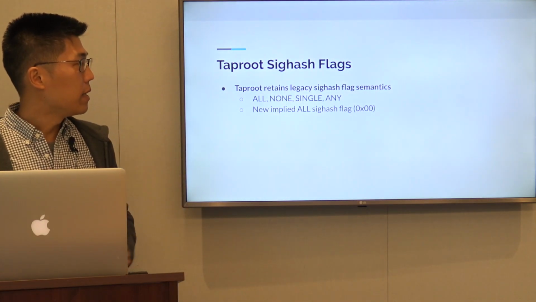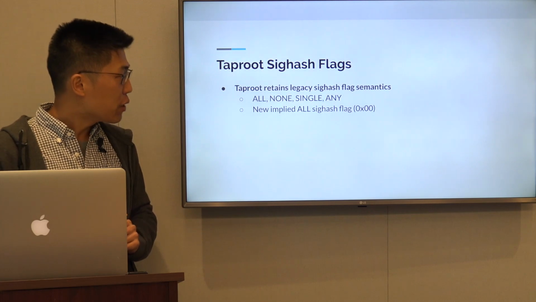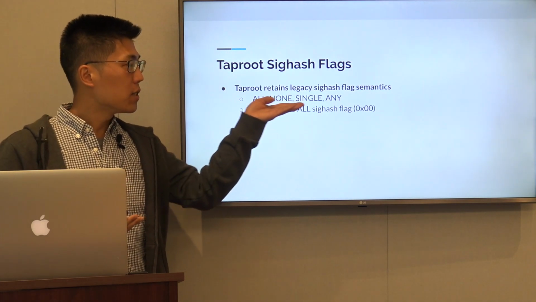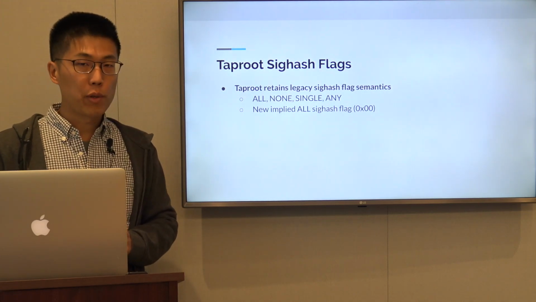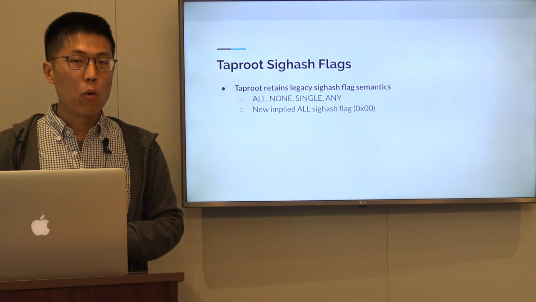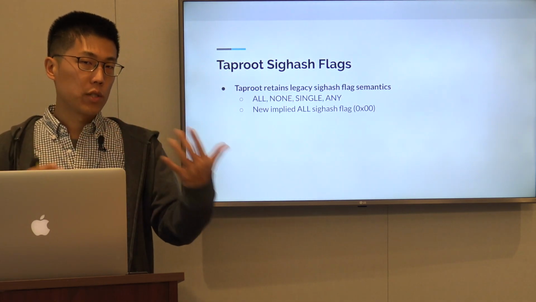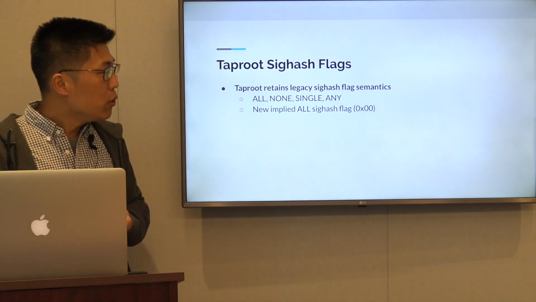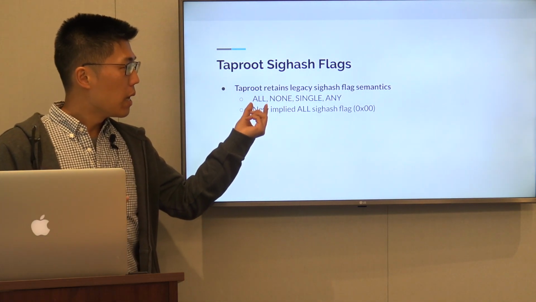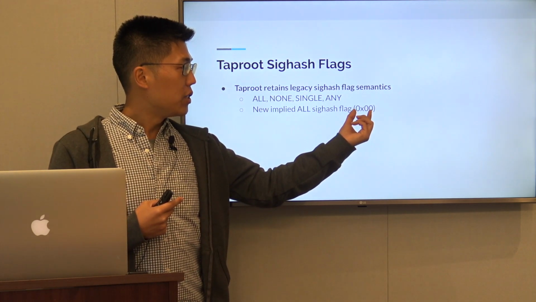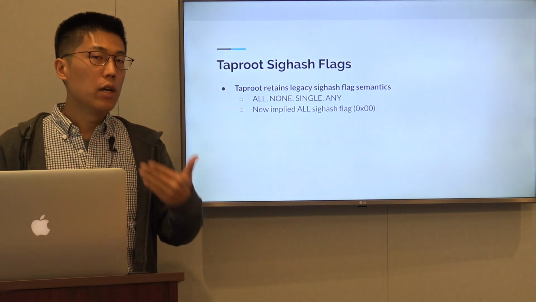Taproot also retains the basic semantics of SigHash from previously. In general, the SigHash flags all, none, single, and anyone-can-pay retain their meaning and their functionality. As you already know, SigHash is a way for us to signal what part of the transaction we are signing. There is a new SigHash flag which has the same semantics as SigHash all. We signal that with a 0 byte, but it is implied because it is actually not encoded in the signature itself.